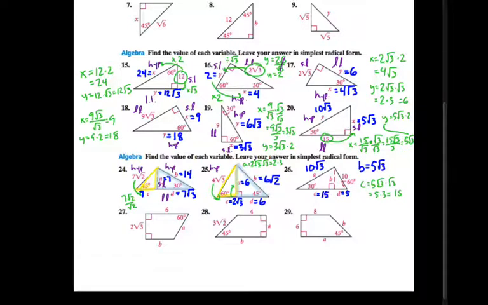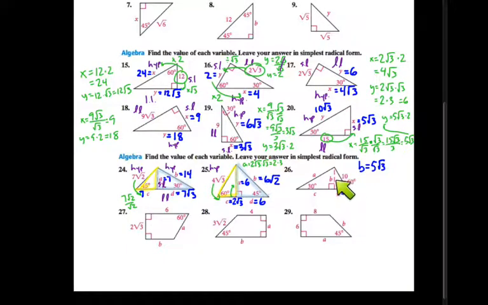Same drill over here. I got a 30, 60, 90 triangle on the left and a 30, 60, 90 triangle on the right. 10 is my length that's given. So 10 is the hypotenuse of this 30, 60, 90 triangle. The short leg is D, so 10 divided by 2 is 5. Now, 5 times the square root of 3 gets me the long leg from the short leg: 5 square root of 3.